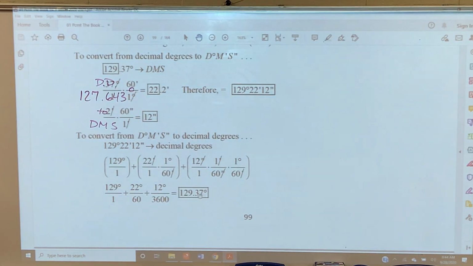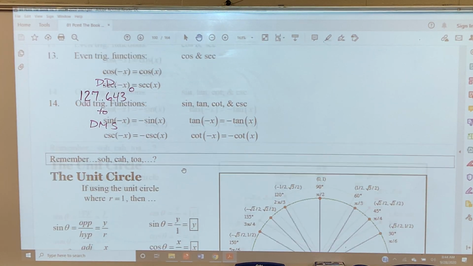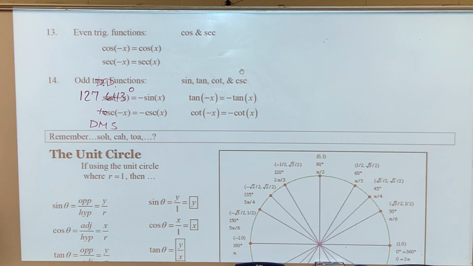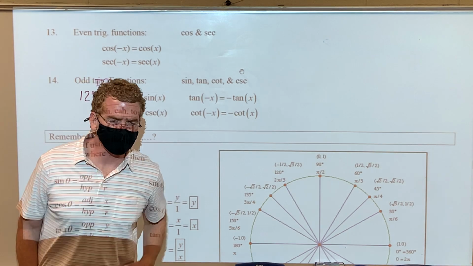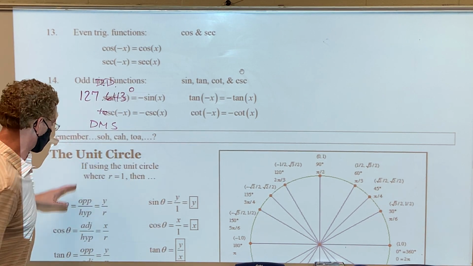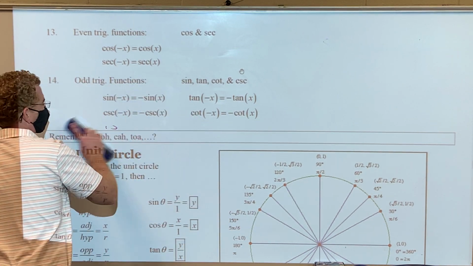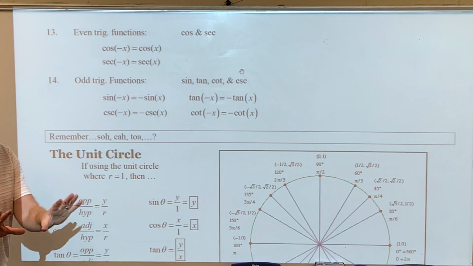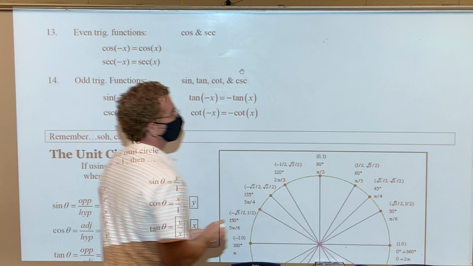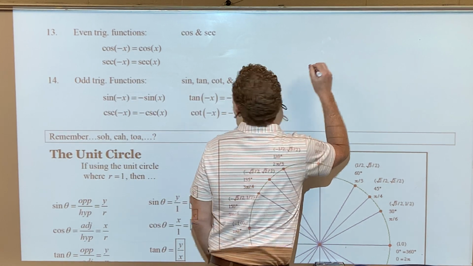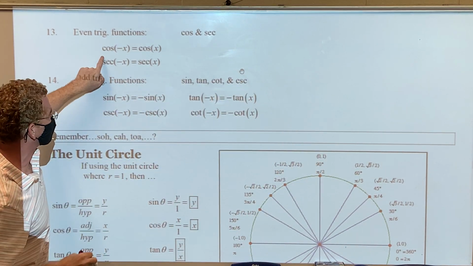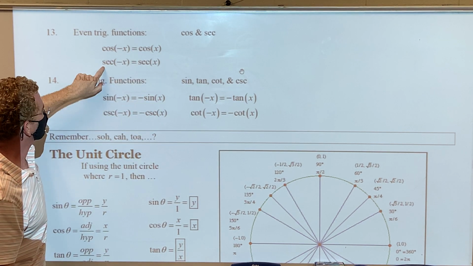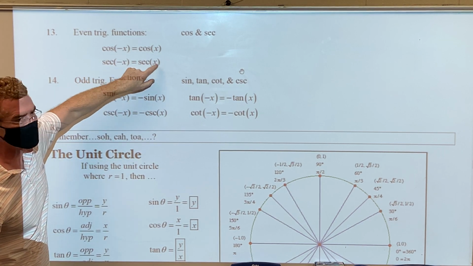All right, moving through this, even and odd functions. Do you remember these definitions of even and odd? Now you may or may not remember them, but the bottom line is the only even trig functions are the cosine and the secant. And if you think about it, it makes sense, because what this is saying right here is that the cosine of something like negative 30 would be the same as a positive 30. The secant of something like negative 60 would be the same as a positive 60.